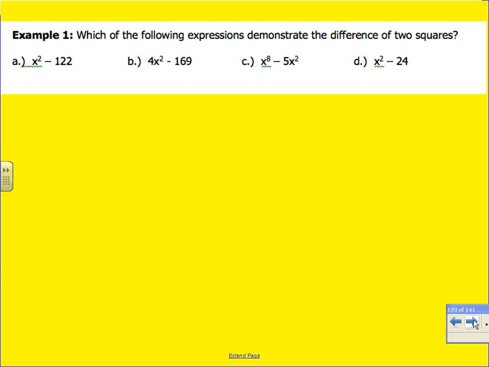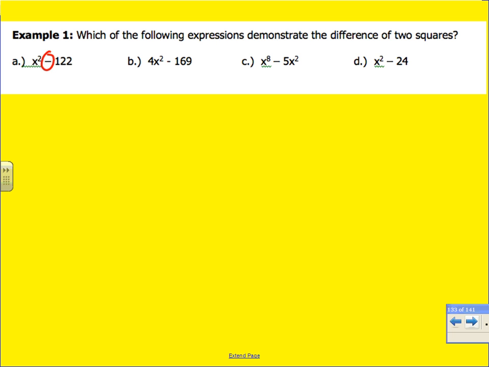Okay, so let's go through example 1 and let's use those three characteristics. We need to decide which of the following expressions demonstrate the difference of two squares. So let's look at letter A. Letter A, we have x squared minus 122. You should start by asking yourself, is this a binomial? Well, yes it is, because there's two terms. Number two, is this a subtraction problem? It is. There's a subtraction sign right here. Third characteristic is, are these both perfect squares?